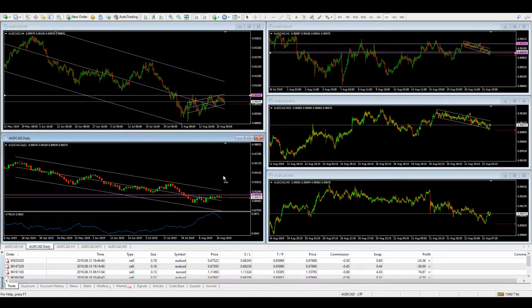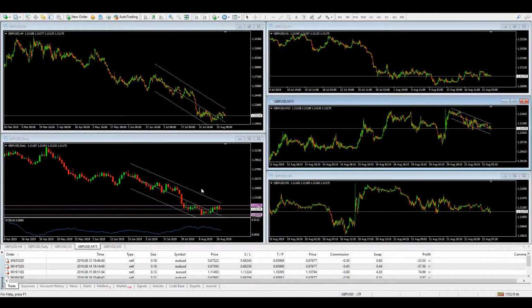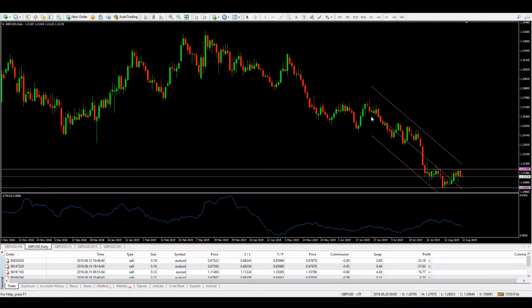So let's have a look at something else. So what else we got? Let's have a look at cable. So pound against the dollar, similar way that we're seeing it kind of on the daily. A lot of the pairs are like this at the moment. So they've extended and they're pulling back, and they found resistance at the beginning of the week, end of last week, and they're starting to fall away.